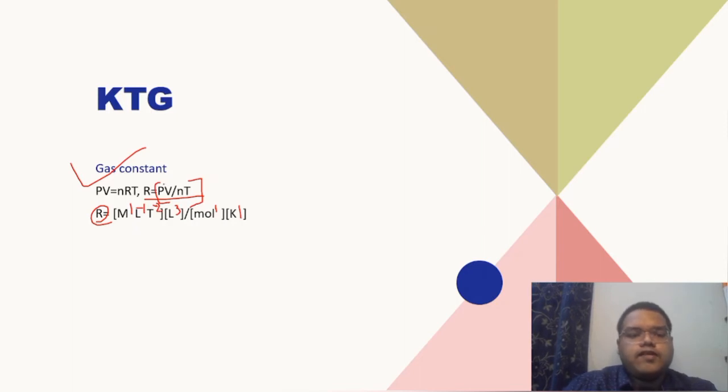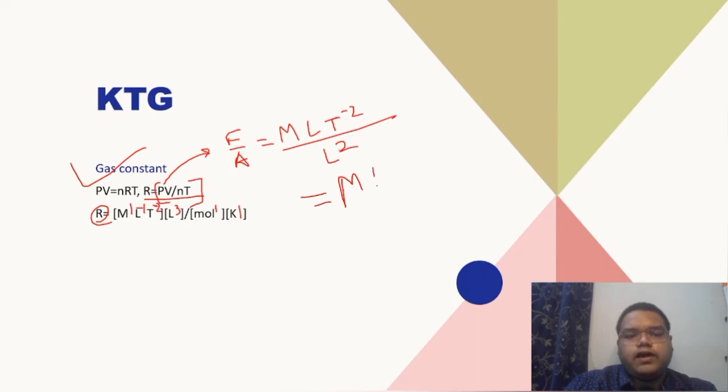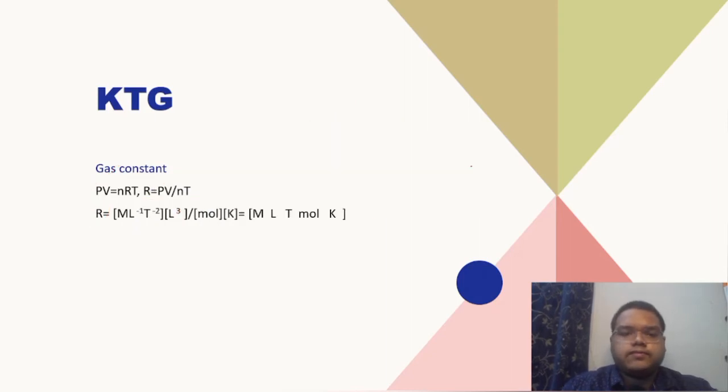If you can't understand this, P is force by area, which is equal to M L T to the power minus 2 divided by L square, which is equal to M L inverse T to the power minus 2. Okay, next.